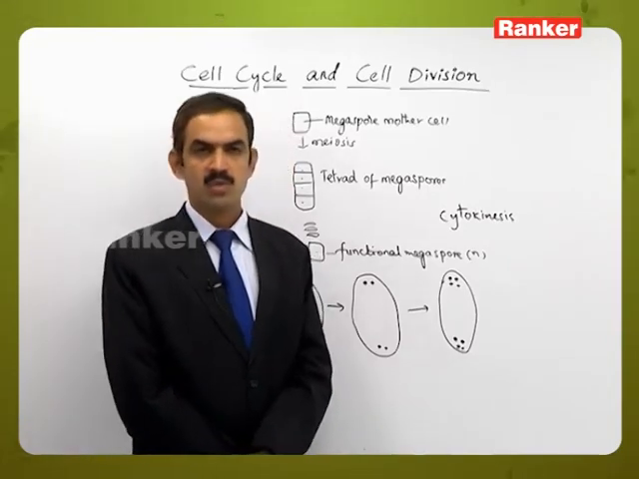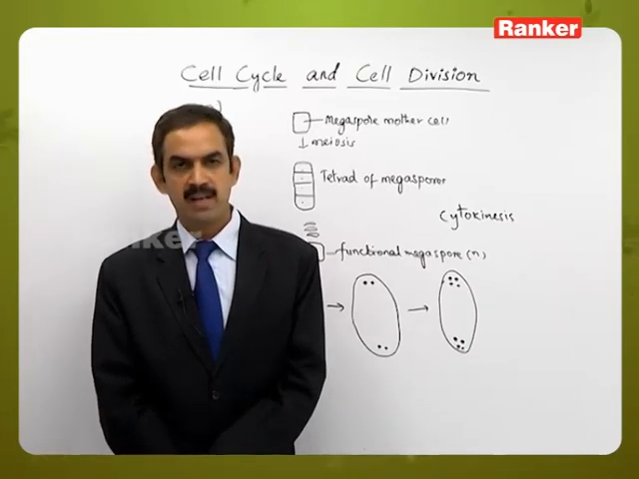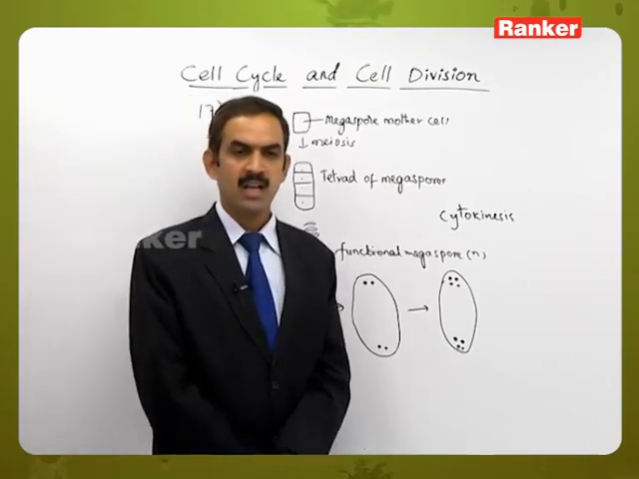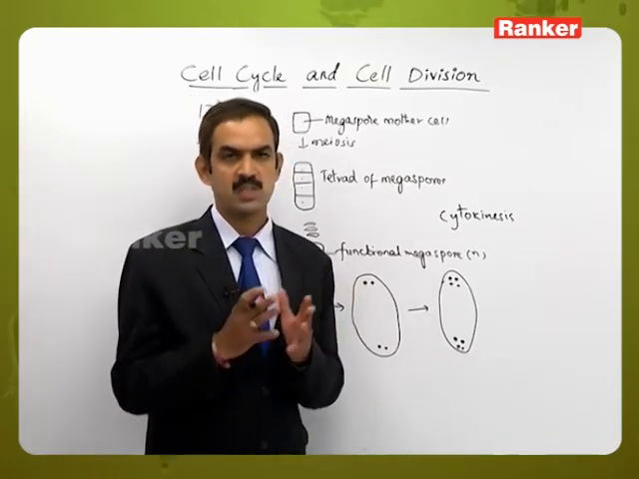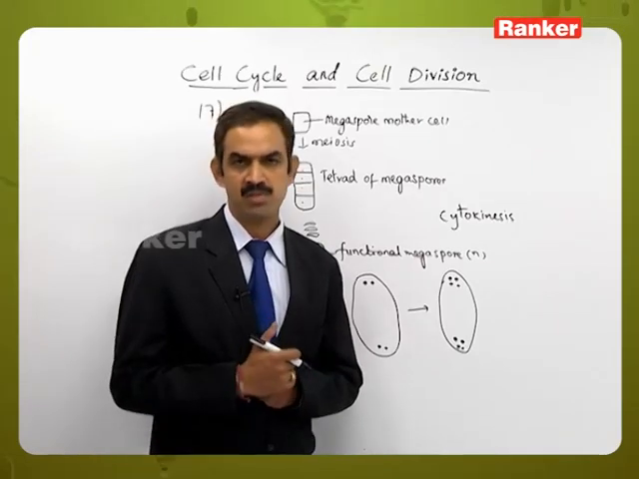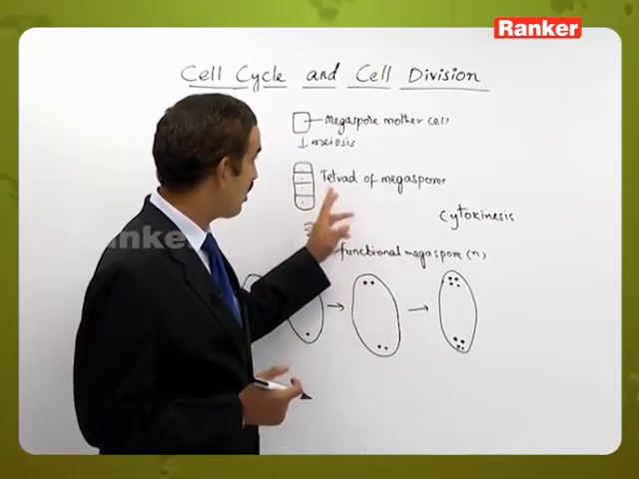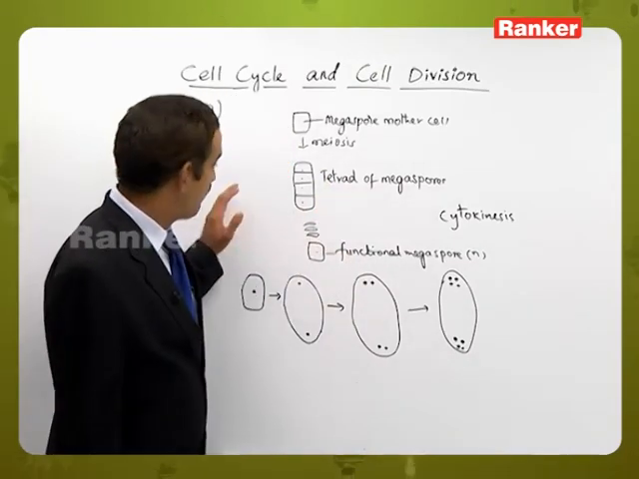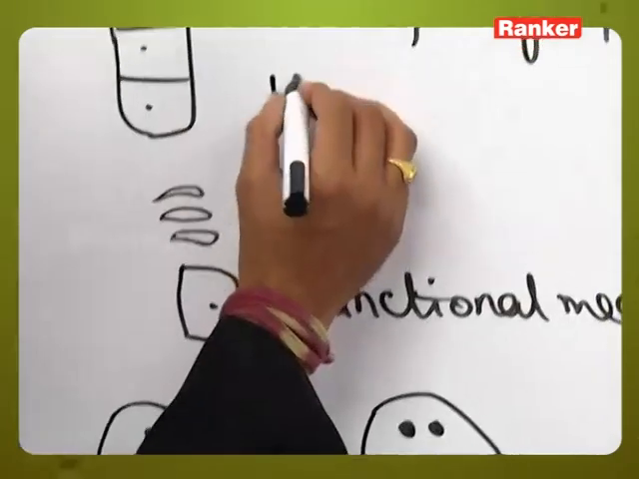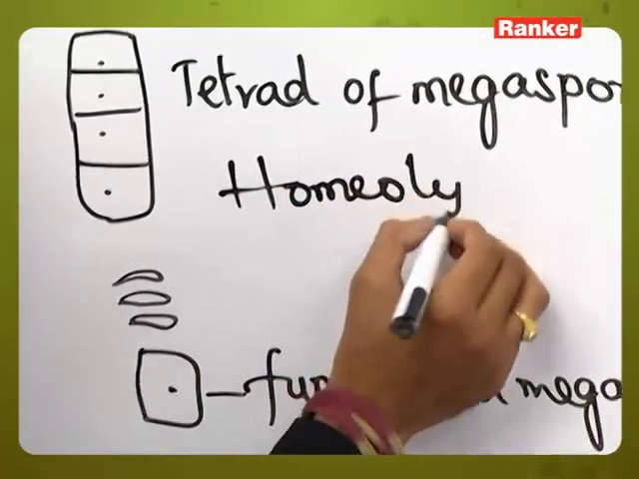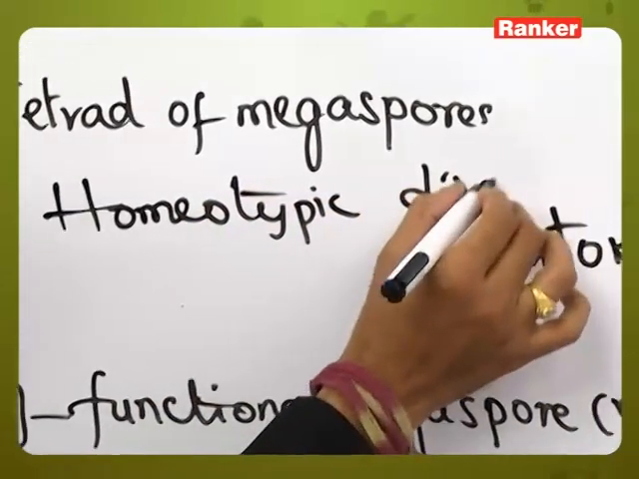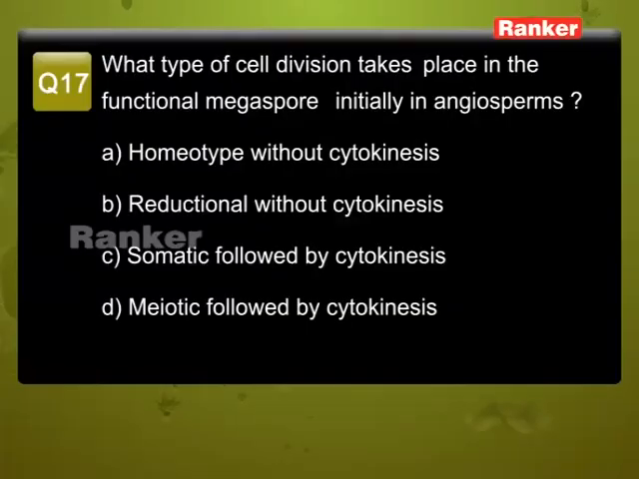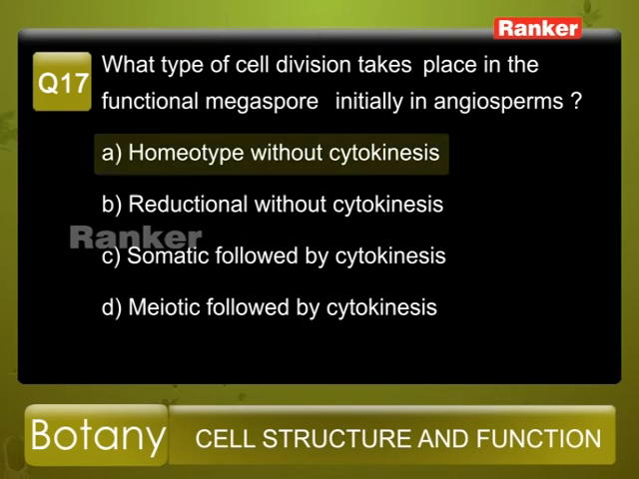Why? Because the chromosome number will be the same from the parent to the daughter, and between the daughter cells also the chromosome number will be the same, and whatever the nature that is present in the parental cell, the same type of characters can be seen in the daughter cell also. That's why we can call this mitosis homeotypic division. So in the functional megaspore, homeotypic division will occur, but without cytokinesis. So from the given options, option A is the correct answer.